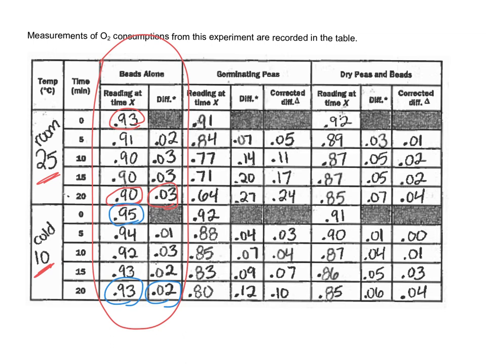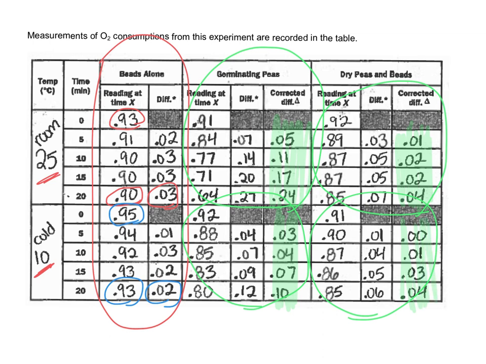Then, looking ahead, I can see that I tested my peas at room temp and my peas at cold temp. Those are both germinating, meaning they are growing. I also tested peas that were not growing at warm and peas that were not growing at cold. In this lab, we are focusing on the corrected difference, meaning the values that have been subtracted from the fluctuations in the beads alone.